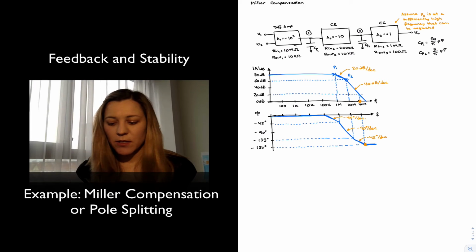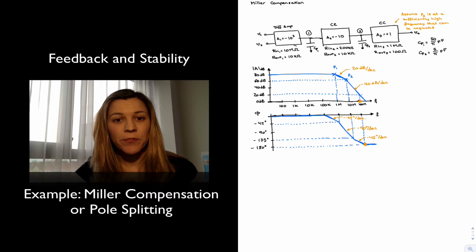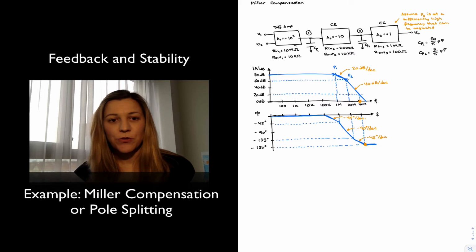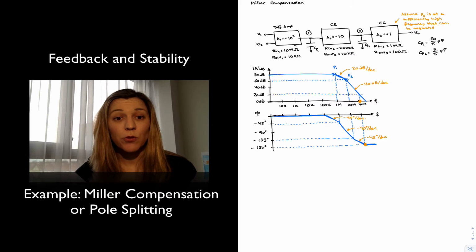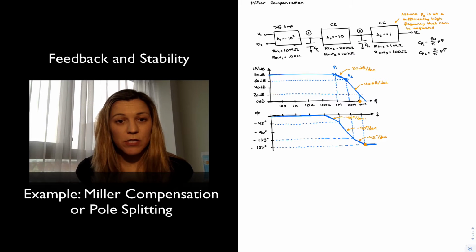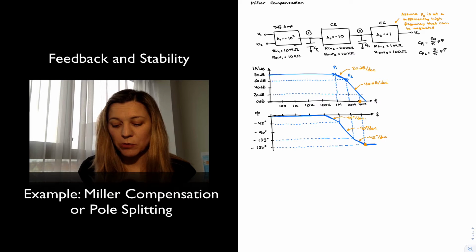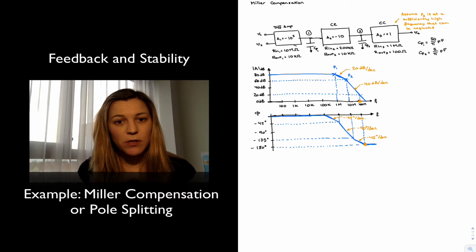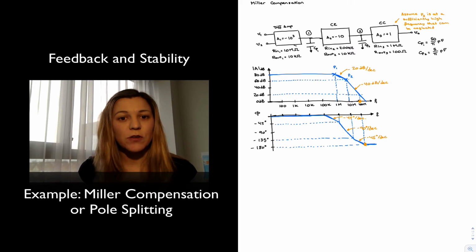Hello. So we have just seen how to evaluate the stability of a typical three-stage op-amp, and now we are going to explore one of the methods for frequency compensation so that we can make our system stable. And the method that we are going to see is sometimes termed Miller compensation, just because, as we will see, it makes use of the Miller effect.